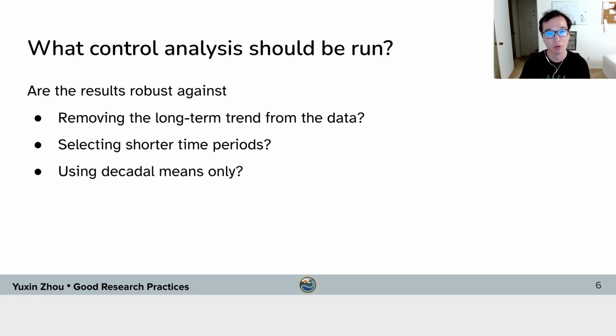Okay, so number 3, what control analysis should be run. So here we want to think about whether the results are robust against removing the long-term trend, in what we call detrending of the data, or whether the results are robust after you select shorter time periods or use some sort of running mean average, right? So control analysis is what you do when you want to make sure that the results that you see are defendable with alterations of your data.